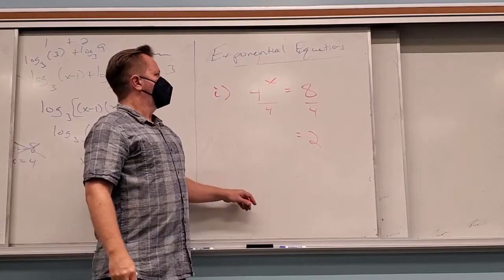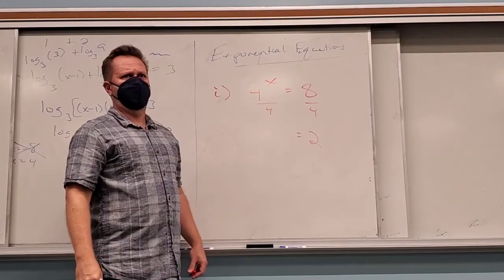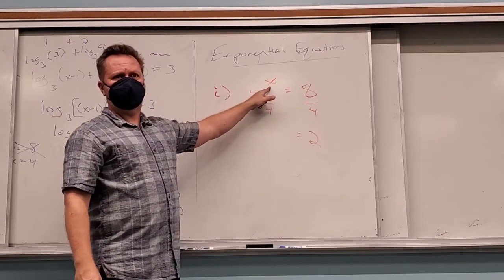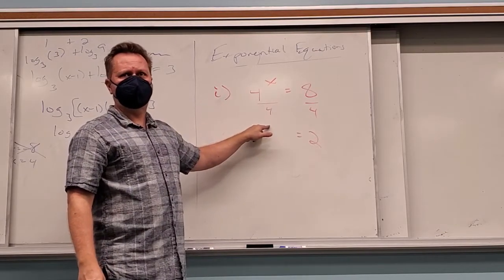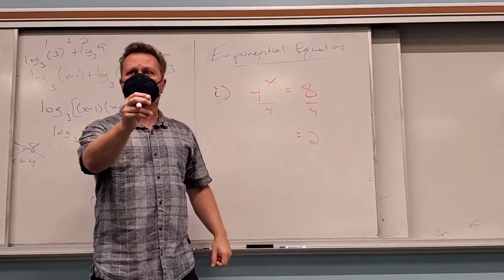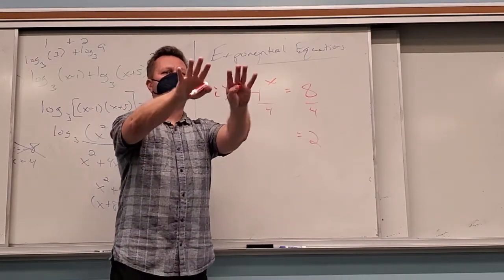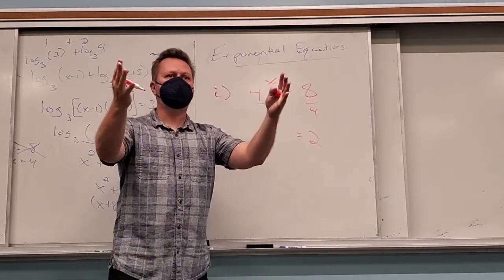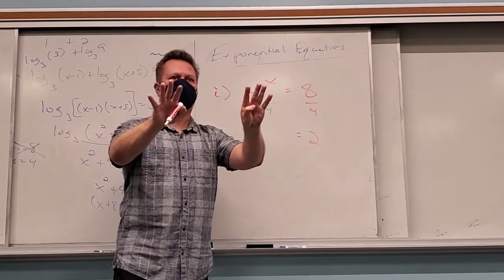Okay. What about the X still up there? How many 4s are up top? X of them. And how many 4s am I dividing? Not 4. One of them. Is everybody with me? Real quick, this is not the correct thing to do. But what do we do when we're not sure? We just try something. There's nothing wrong with that.